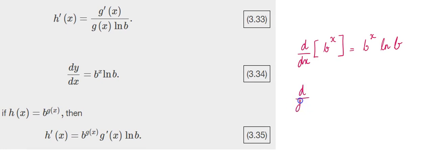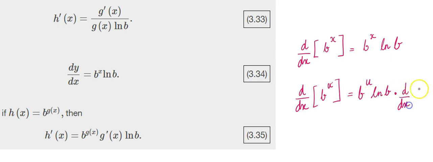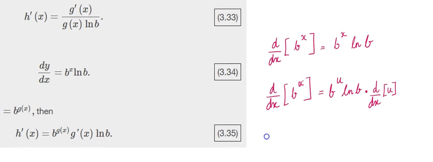And if we had something else as b power u, the variables don't match, but u is a function of x, then we have b power u ln b times the derivative of u. Okay. They've used the g of x notation, so it looks slightly different, but it's all the same.